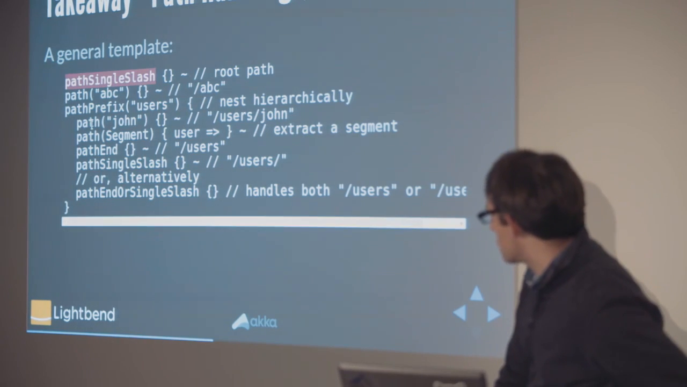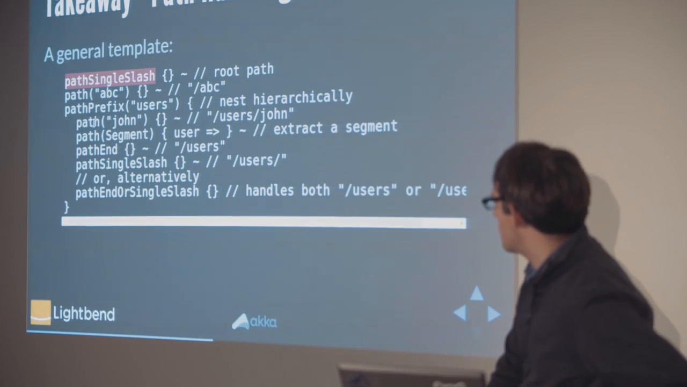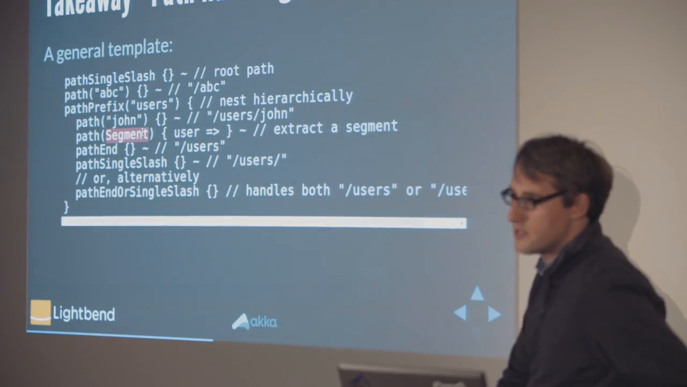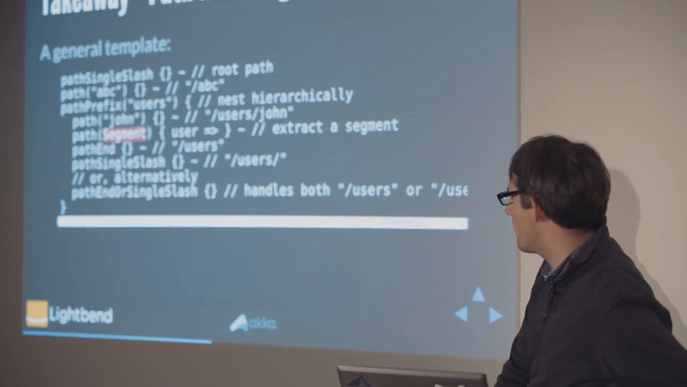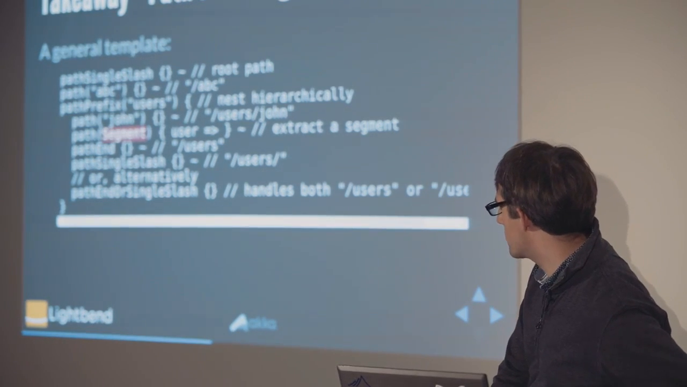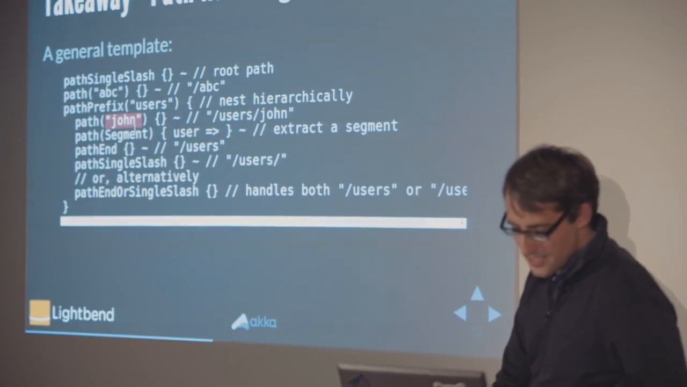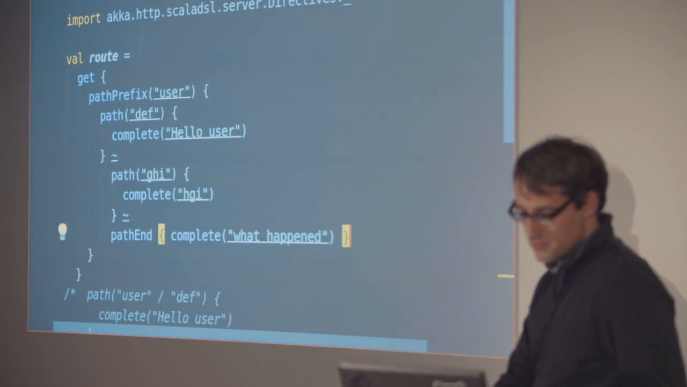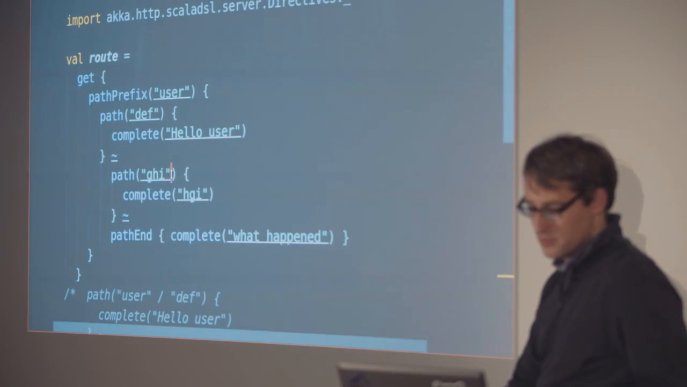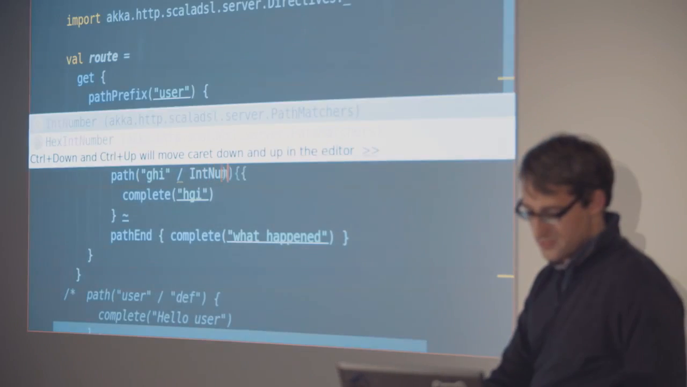So all the leaves, usually you use path at the leaves to make sure that there's no arbitrary suffix at the end. You can extract things, you can also extract, so a segment is just a string segment, or you can just use int number, double number, there are some predefined things. You can also define your own things, so actually this is a small DSL inside the path, so to put these things here together.